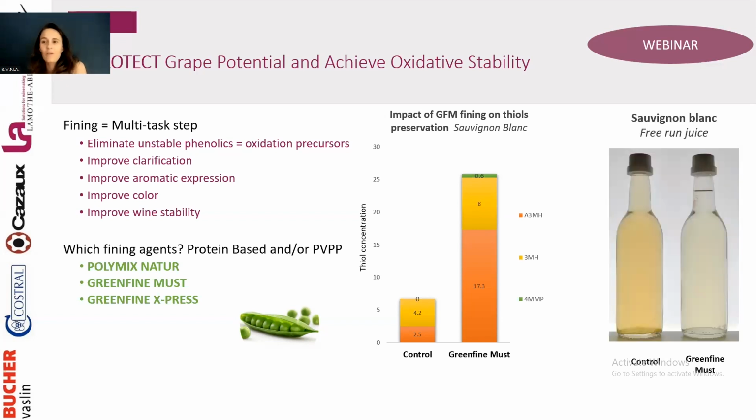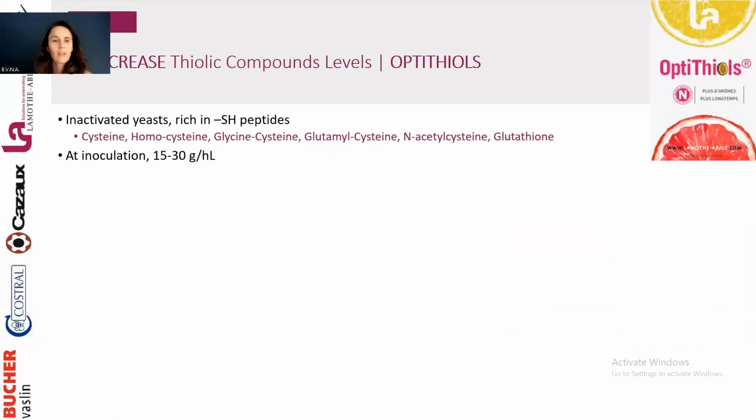Color wise, you can see it here too. That's a free run juice. We are looking at where we did the treatment, and we are looking at the color. You actually don't see what is what. The control is here, and the green fine must is here. Okay, so a very interesting step to think about and to do to preserve thiolic compounds.